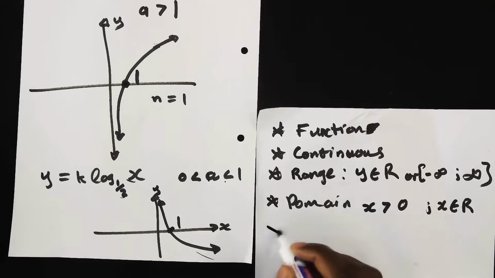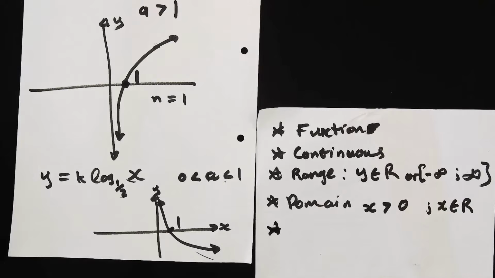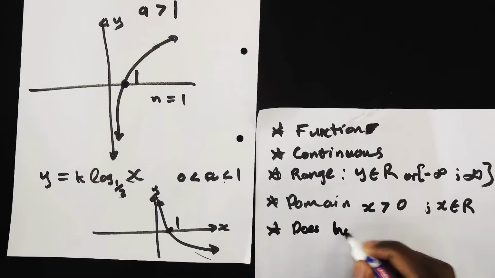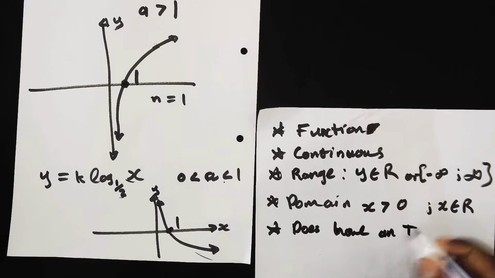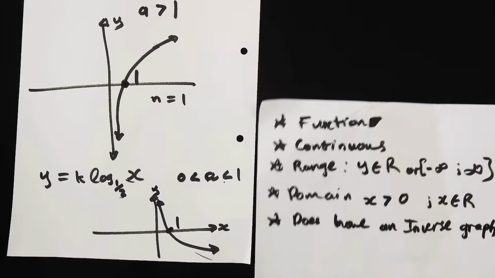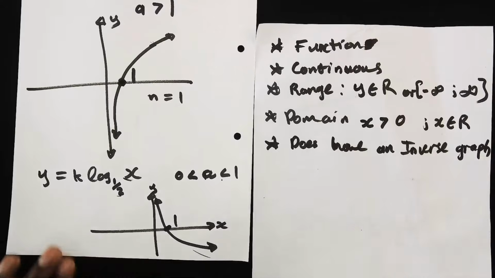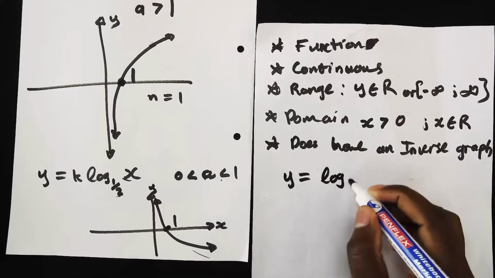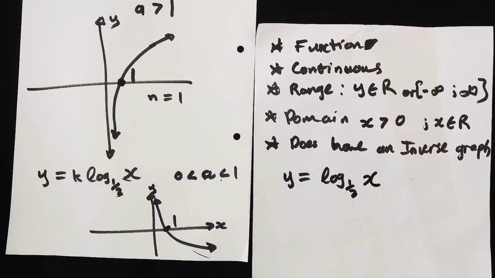There's one that we didn't answer, but this one will use logs. Does the function have an inverse function in the graph? Yes, it does have an inverse graph or inverse function. Let us assume, for example, what is the inverse of log of x to the base 1 over 2, or 0.5?